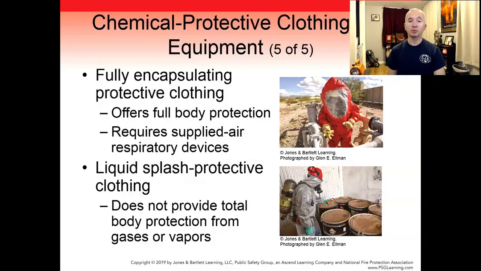Fully encapsulated protective clothing offers full body protection from highly contaminated environments. It requires supplied air respiratory protection devices such as an SCBA. NFPA 1991 sets performance standards for vapor protective clothing. Liquid splash protective clothing is designed to protect the wearer from chemical splashes. It does not provide total body protection from gases or vapors. NFPA 1992 is the performance document for liquid splash garments and ensembles.